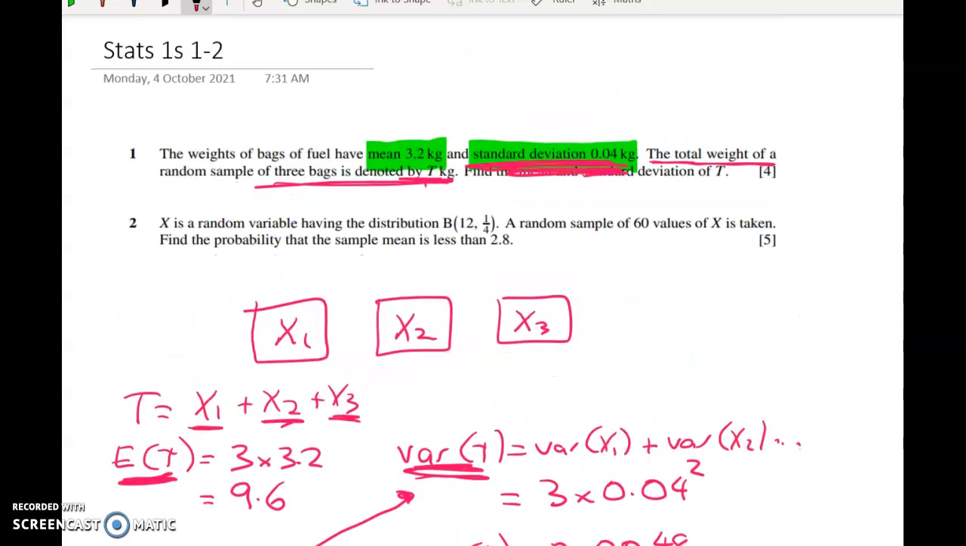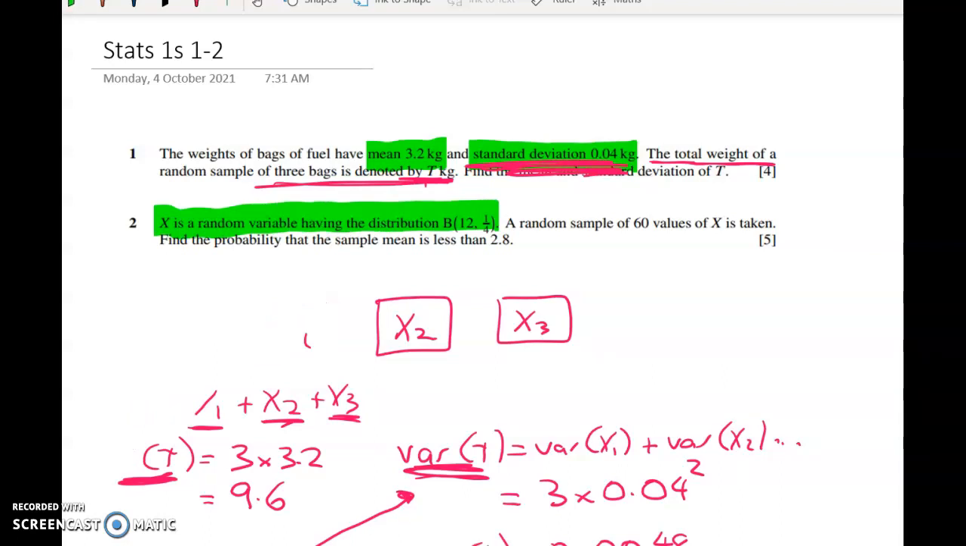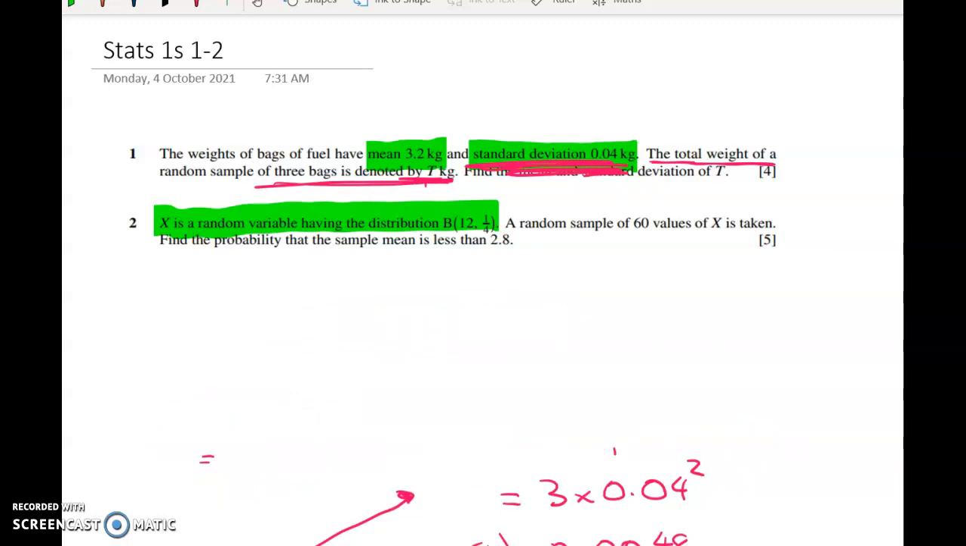The second question is one where we have to be confident with the material in chapter 13 of the textbook. Now, there are 2 ways to do this question, and I'm going to go through both of them. The first way is kind of directly doing what we're asked to do. So we've got x as a random variable, and it's got a binomial distribution. So far, so good.